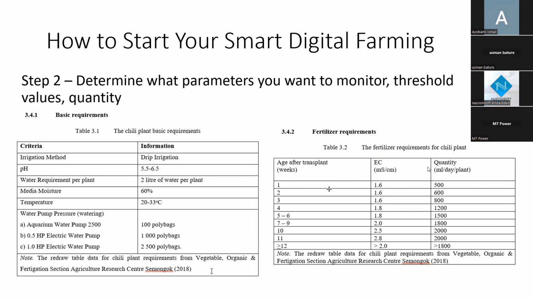So again, as they grow, you need to know what's the expected EC when you're mixing your fertilizer, when they are 1 week, 2 weeks, 3. So if you have this information, you're already good to go. So you need to get this information before you think of digitizing your farm, okay?